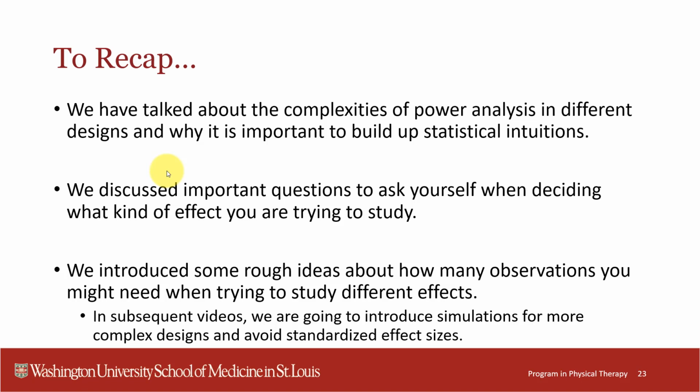In subsequent videos, we're going to introduce simulations for more complex designs, which actually allow us to avoid some of these standardized effect sizes like Cohen's d, partial eta squared, Cohen's f squared. If we can actually just enter in means, standard deviations, correlation coefficients, I feel like those things are a lot easier to understand. And in subsequent videos, when we're running those simulations, we're really going to try to help you put in the values that you think, and then maybe change those values to run a more optimistic simulation or to run a more conservative simulation.